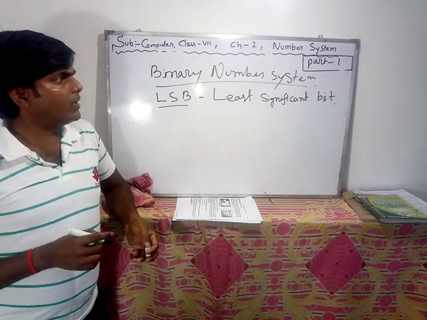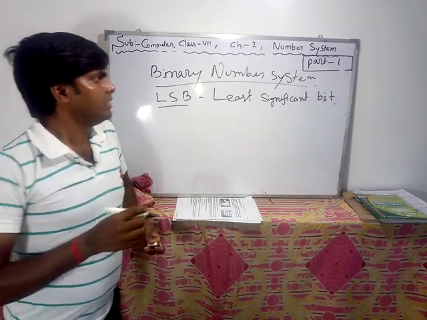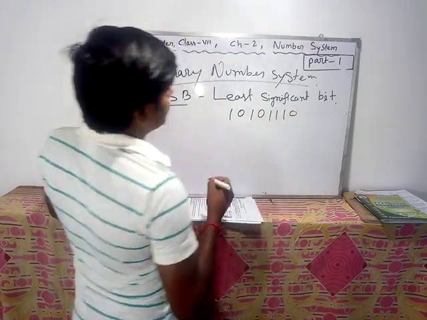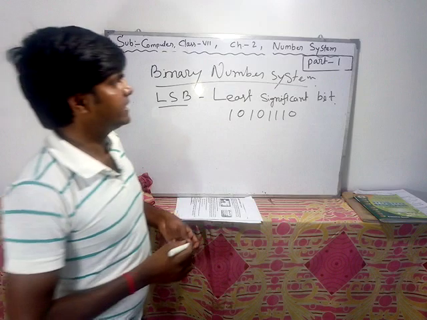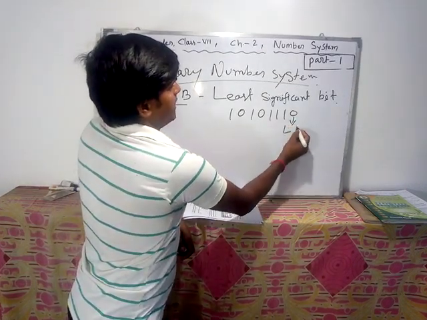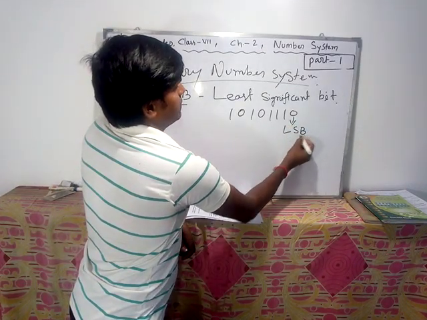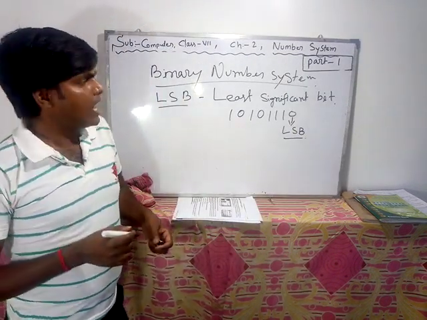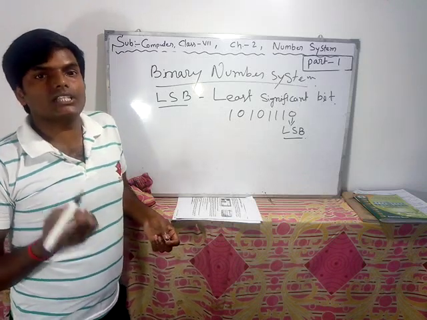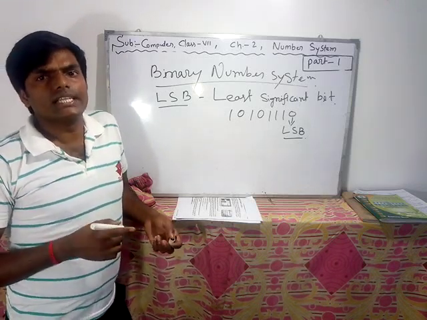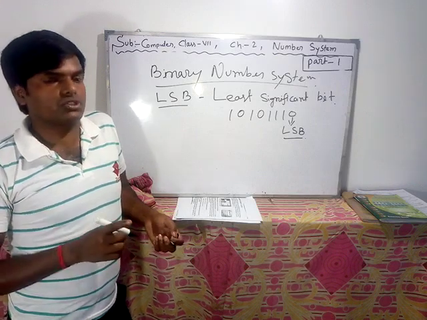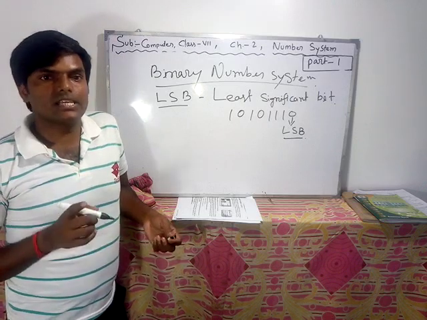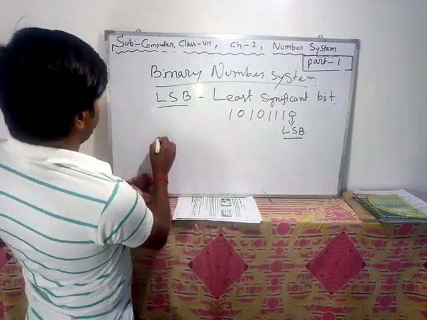So take 1 0 1 0 1 1 1 0. Let me see which one is the least significant bit. This one, LSB, least significant bit. Clear? Next, most significant bit. Most significant means the digit in the leftmost position is known as the most significant bit, MSB.